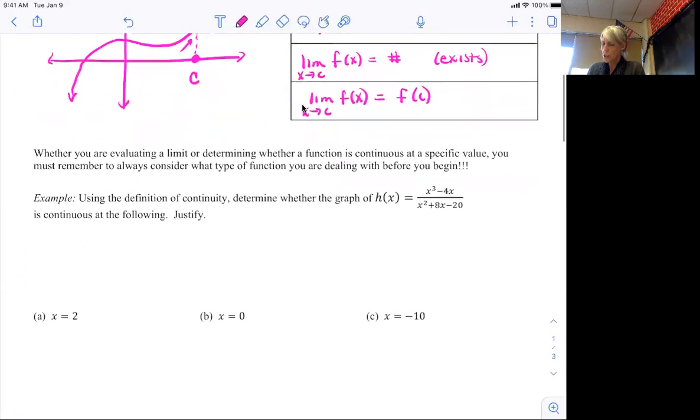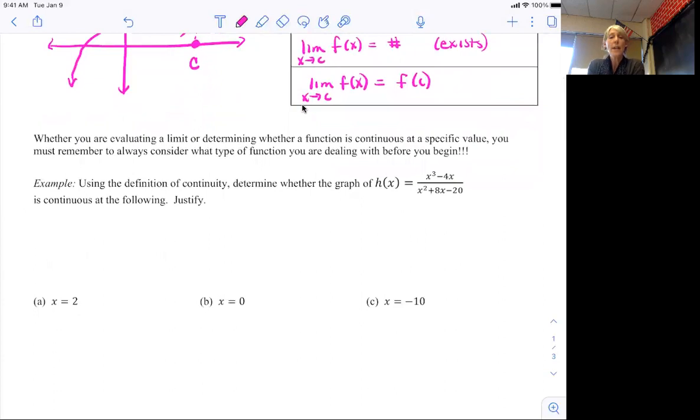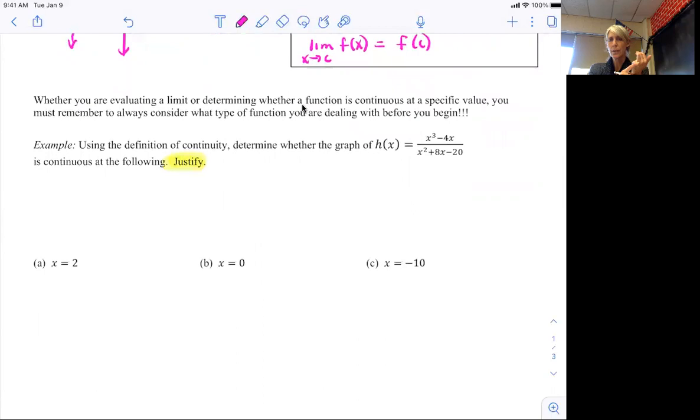Using the definition of continuity, determine whether the graph of h of x, which is equal to x cubed minus 4x over x squared plus 8x minus 20, is continuous at each of the following x values. And we're going to justify, so we are going to work a little bit on why it would or would not be. All right, so rational function. Whenever I'm dealing with a rational function, I know that my denominator is going to affect what happens. When the denominator is 0, I get either holes or asymptotes.